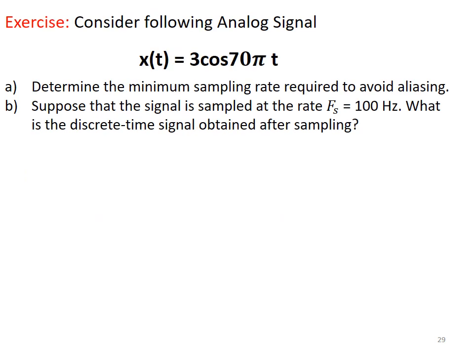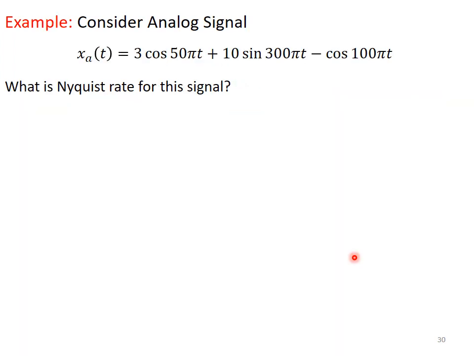Another similar example I am leaving as homework for you. Now let's move on to the next example, a slightly more complicated one. In this example, we have an analog signal which consists of 3 different frequency components. This one has frequency 25 Hz, this component has the frequency 150 Hz, and this has the frequency 50 Hz. What is the Nyquist rate for this signal?